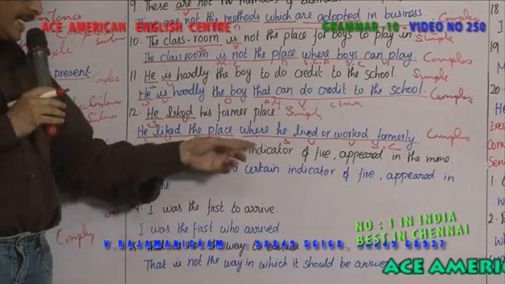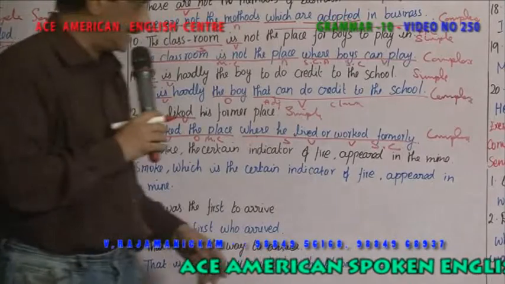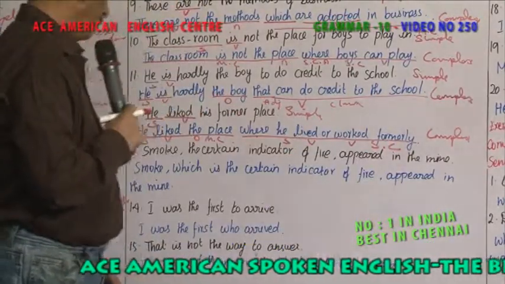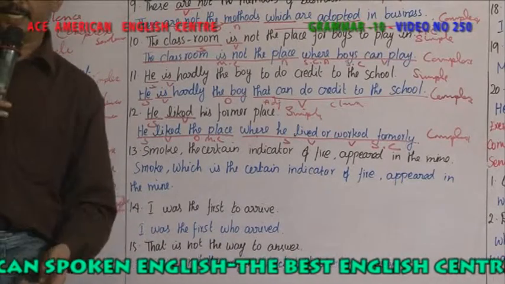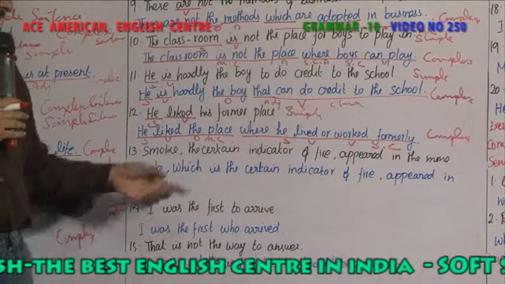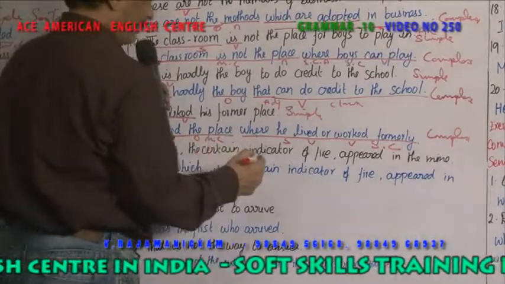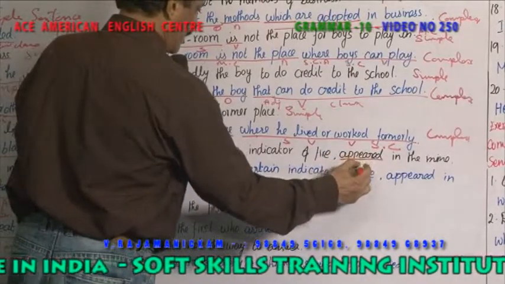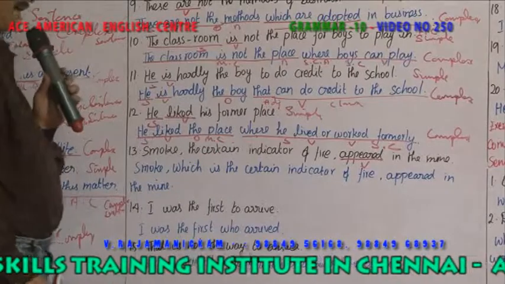Smoke, the certain indicator of fire, appeared in the mine. What do you mean by that? Mine means what? Gold mines. You have iron mines, diamond mines. So in the mine, smoke appeared, and it is an indicator of fire. The smoke appeared in the mine. So appeared is the only verb here.